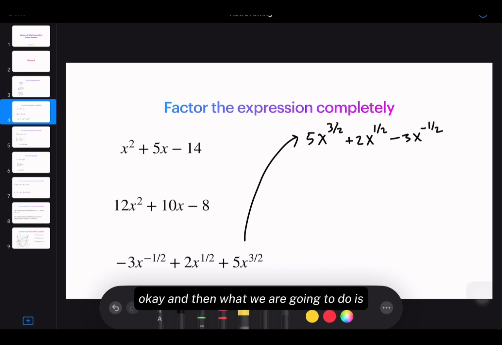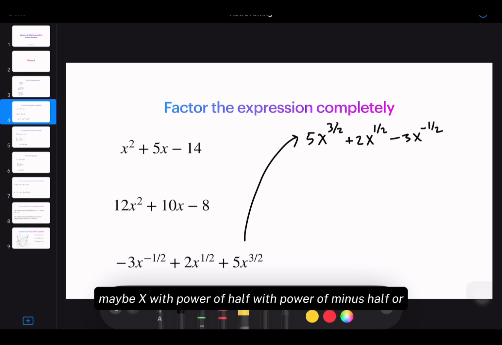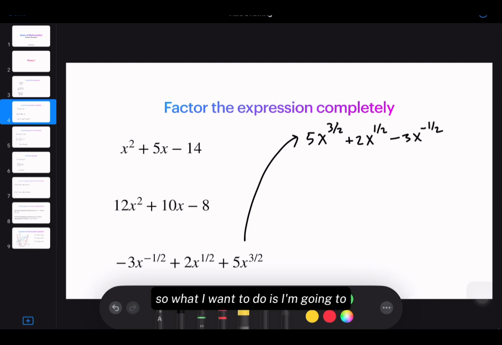Okay, and then what we are going to do is we want to make all this power become something that is recognizable. How are we going to do that? We need to factor out something out of these 3 components. You can try maybe x with power of half, with power of minus half, or anything that you can think from these 3 components. Okay?